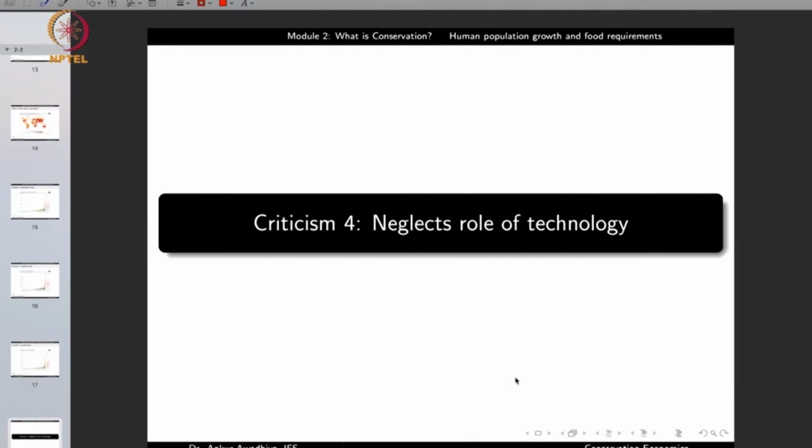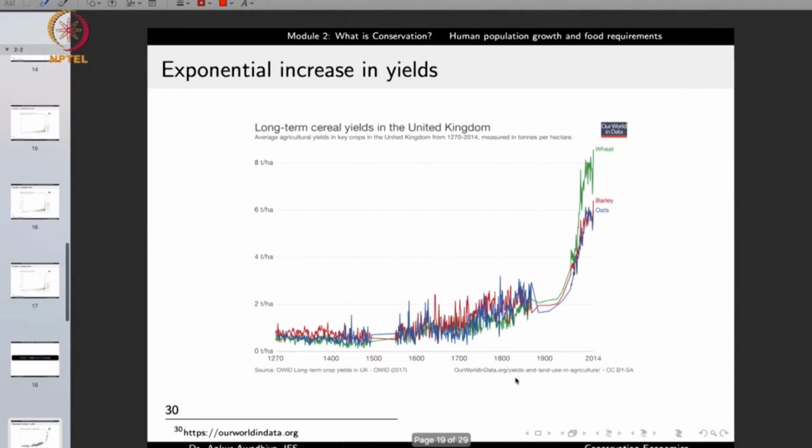Another criticism of Malthusian theory is that it neglects the role of technology. Malthusian theory had said that agricultural production only increases in arithmetic progression. But then, if we look at the long-term cereal yields in any country, we have seen that it has increased exponentially because of the technology.